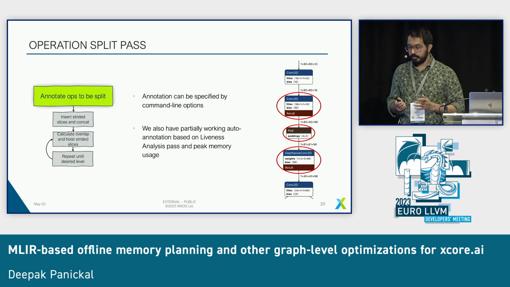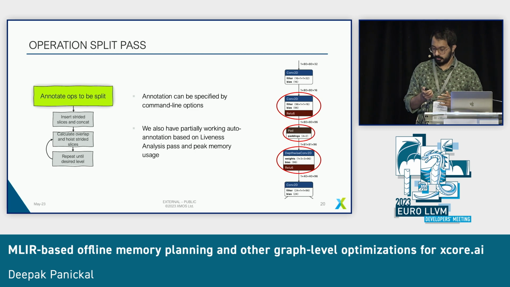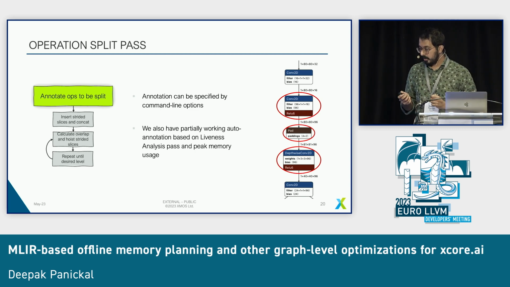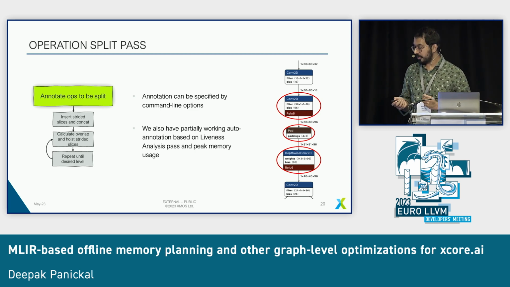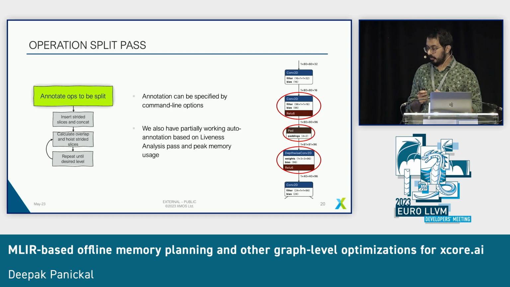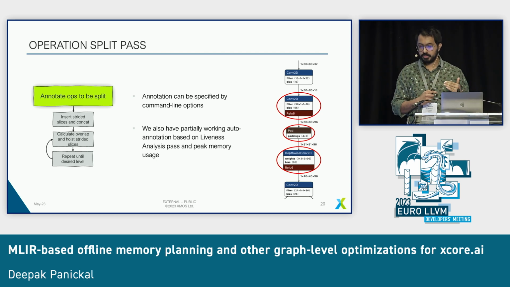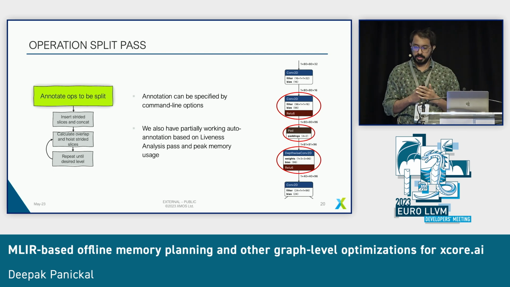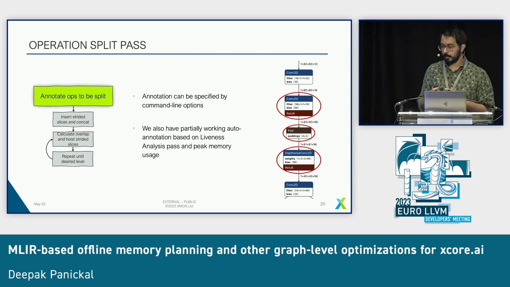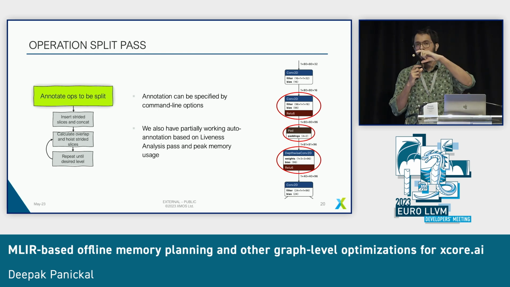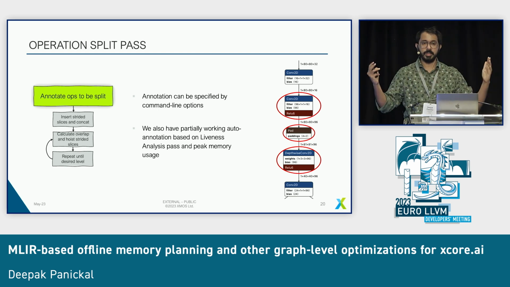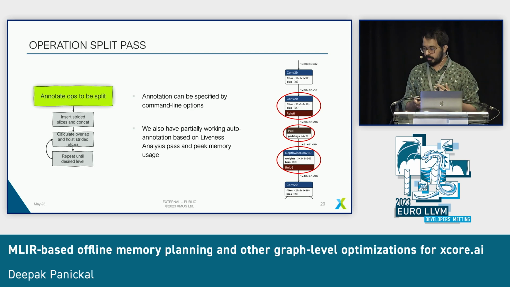The first thing we do is we annotate ops to be split in the model. So in this example here, we have annotated 3 operations in the model. The annotation can be done using command line options, or we can do it using auto annotation, which is still partially working, and that's done using liveness analysis again. So we annotate groups of operations in the graph, which we think are using the peak memory, and we want to split those.